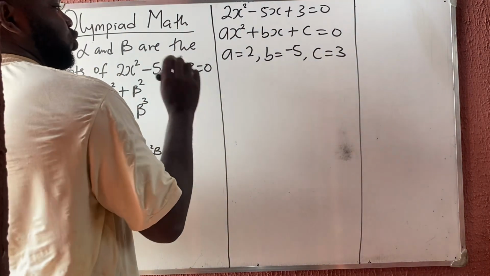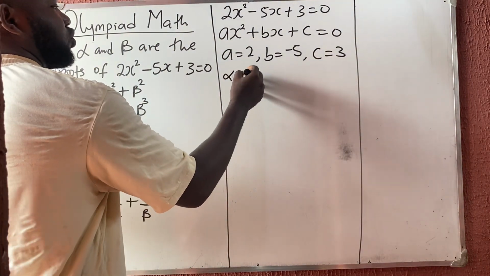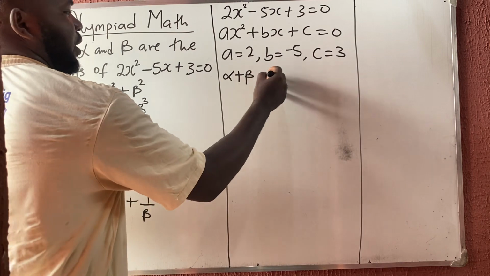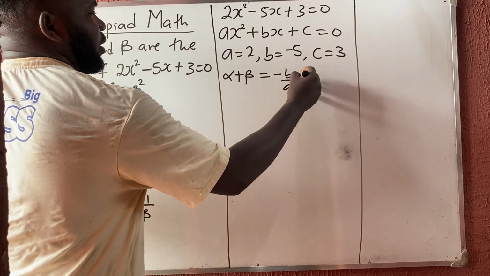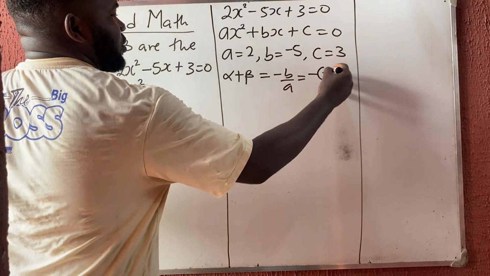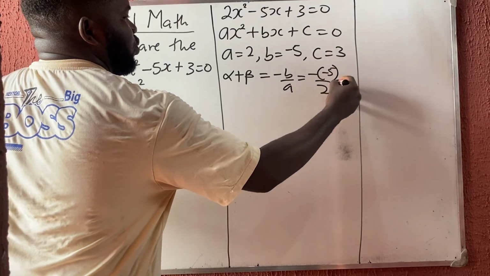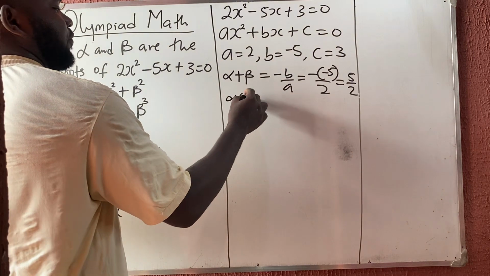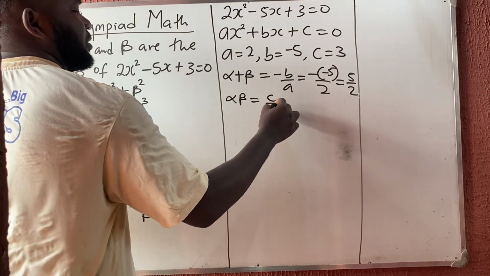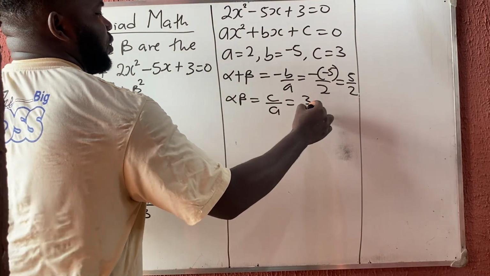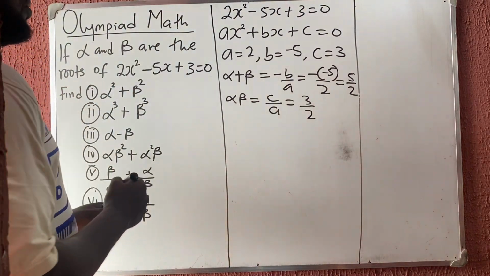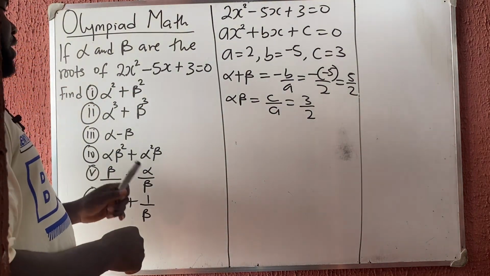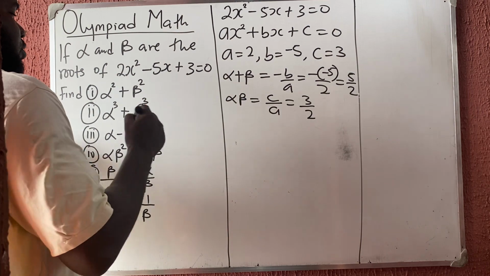The first two things you should find are the sum of roots, which is alpha plus beta, and the formula is minus b over a, which is minus into minus 5 over 2, which is 5 over 2. Then the next thing you get is alpha beta, and the formula is simply c over a, which is 3 over 2. Now, once you have these two things, you can find any other thing you are asked to find. So now let us continue.